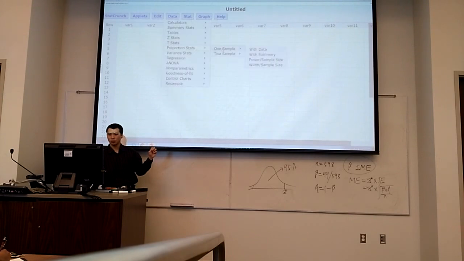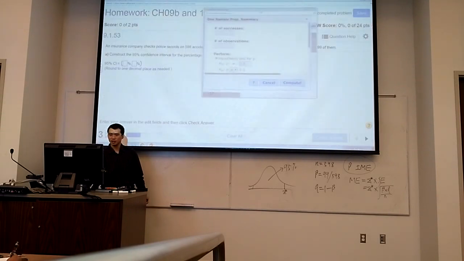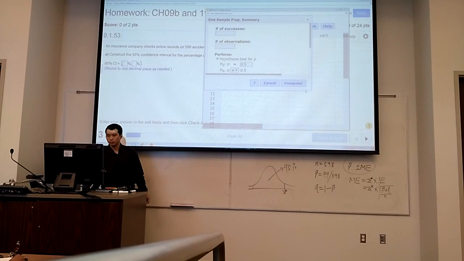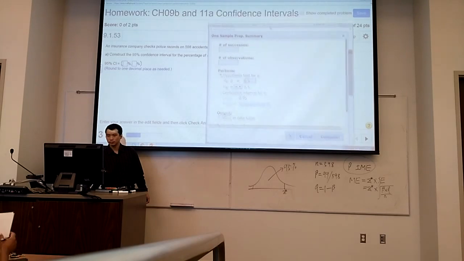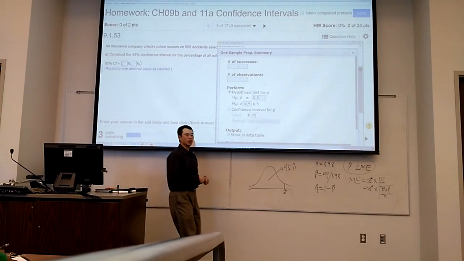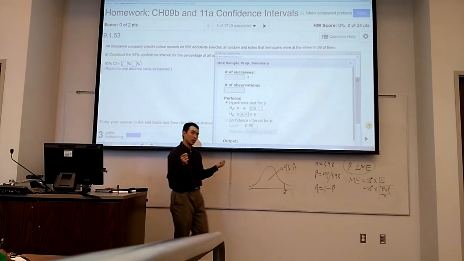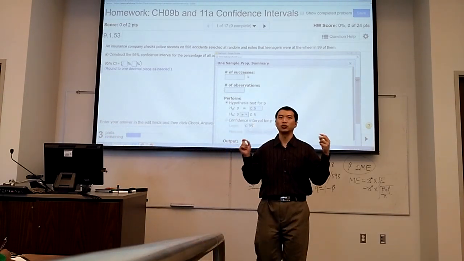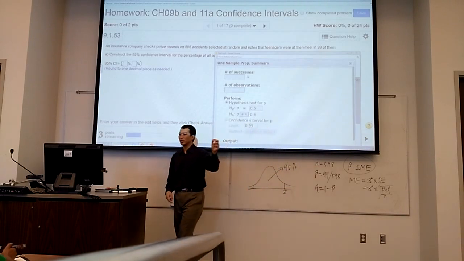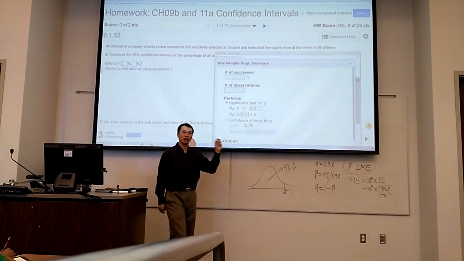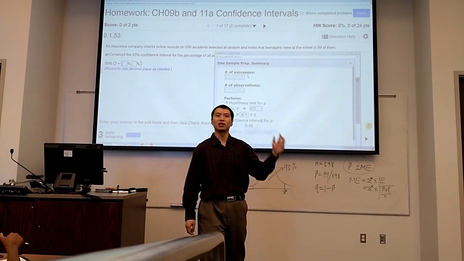That's proportion stats, one sample with summary. If I click this one, this is the interface we will get. So here we have some inputs. The first one is number of successes. Success is the event we are interested in. So here, we are interested in the number of car accidents that involved teenagers.